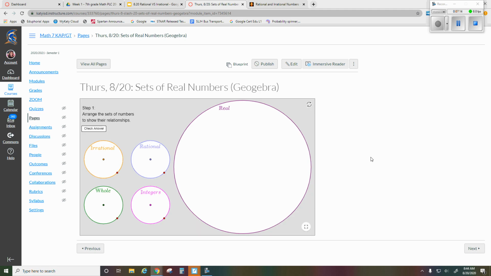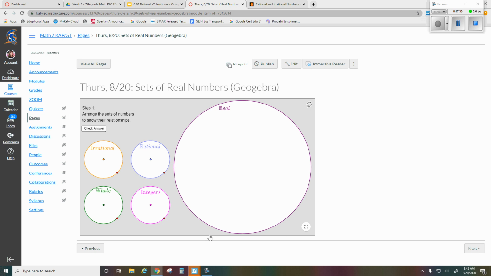All right, here we are. So this is sets of real numbers. We're going to arrange the sets of numbers to show their relationships. Okay, so we have irrational, rational, whole, integers, and real. All right, and this is the real number system. Okay, so since it is the real number system, let's go ahead and start with this large circle.